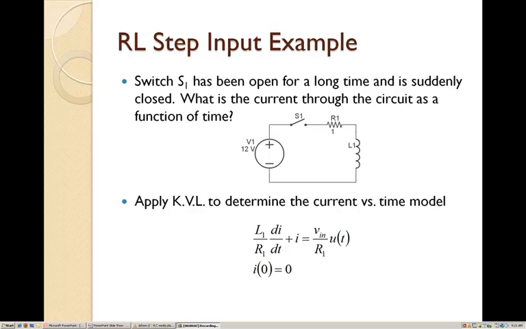Now we're going to revisit the example for the RL step input, and again we're going to use, this time, the general first order response model to come up with the solution. In this example we have our 12 volt source that is not yet connected to a 1 ohm resistor in series with our inductor, and we want to determine how quickly the current through the system is going to change right after we close that switch and complete the circuit.